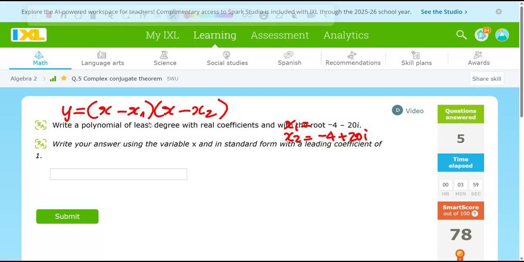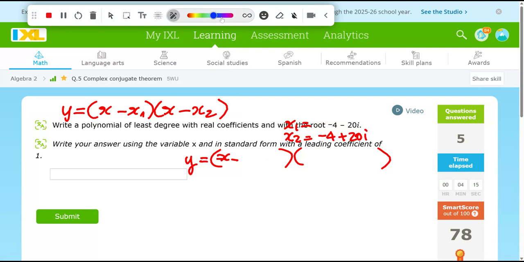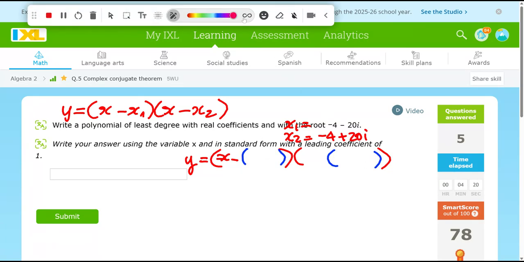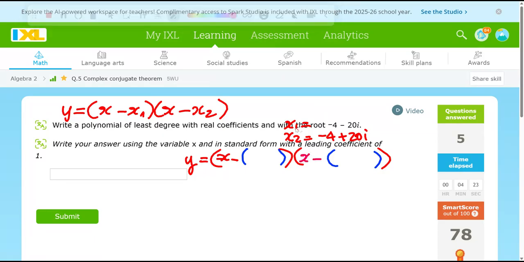You already see this question on your test, on your test too. So you do it again, same thing here. Now pay attention, let me put it down. X subtract. Make sure you put in parentheses. Okay, x subtract, so now your two x values are subtract 4, subtract 20i, and subtract 4 plus 20i. Do it slowly.